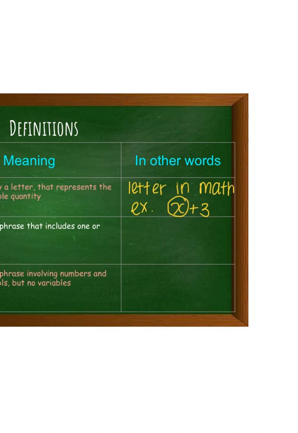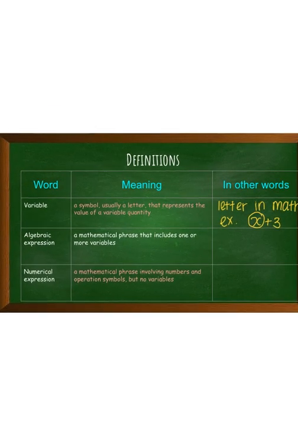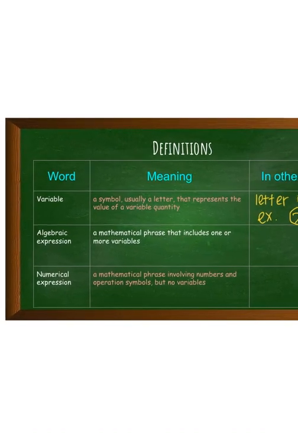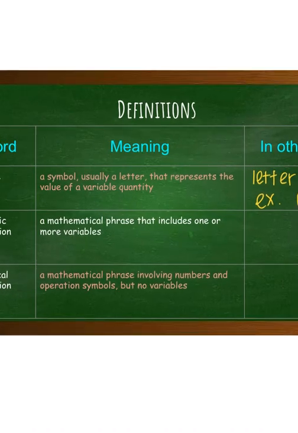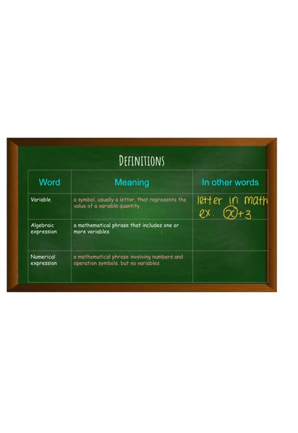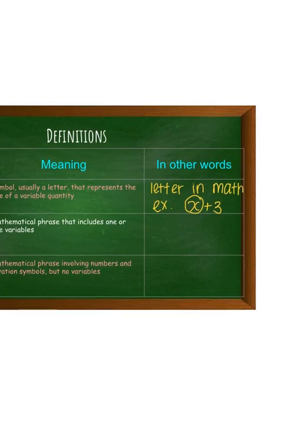Usually variables stand for a quantity, which is a number, and a lot of the times the math problem will ask you to figure out what the variable is based on the problem. The next definition, algebraic expression, a mathematical phrase that includes one or more variables, okay? So, in other words, it has a letter, okay? And then our example would be 4a minus 2, okay?